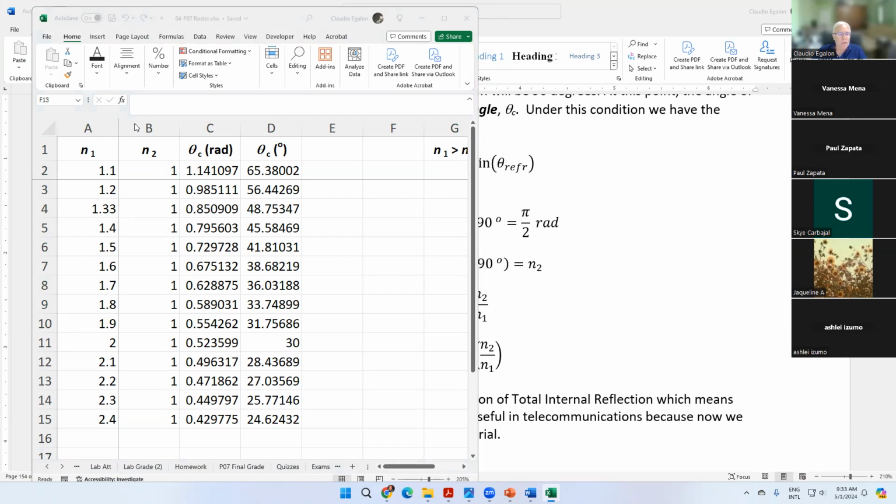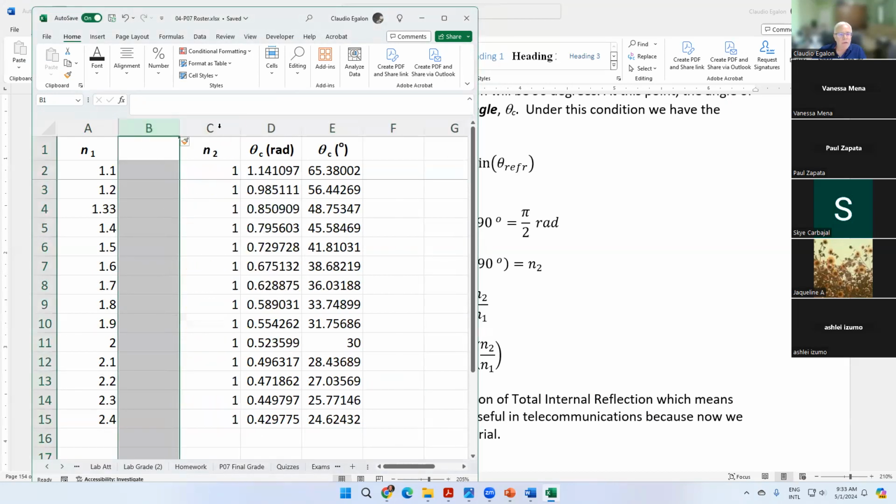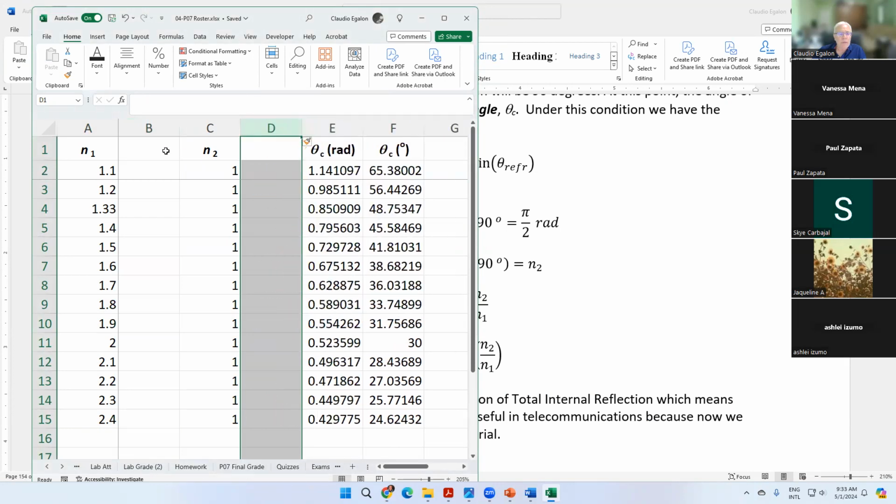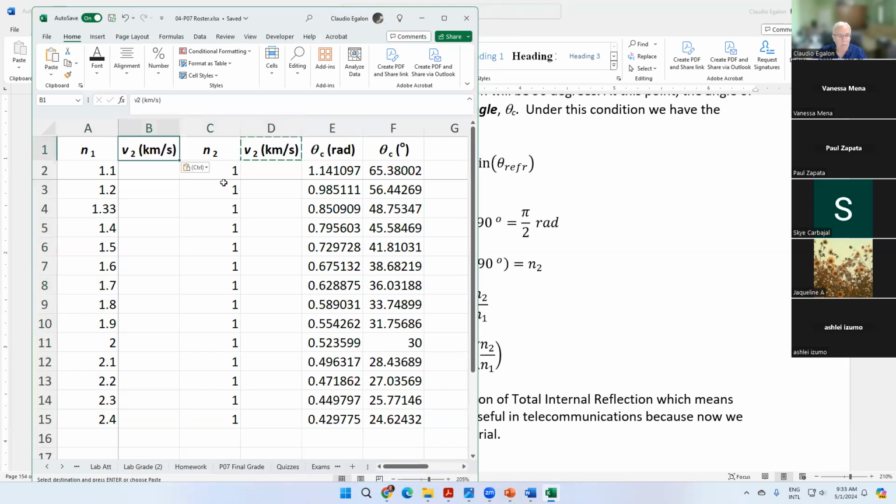Let's also put, just for you, the velocity of the light in the first medium and the second medium. Kilometers per second.